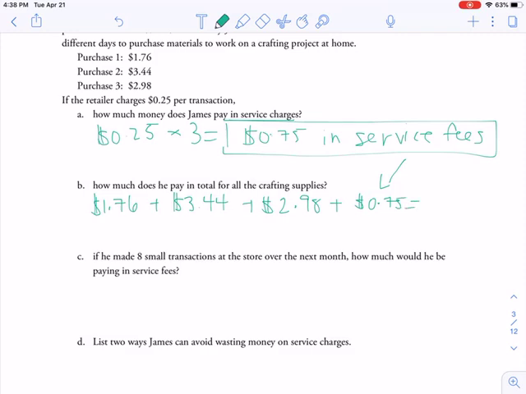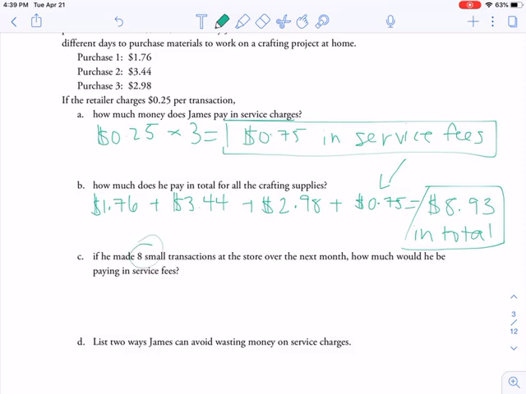Again, I'm just going to plug that into my calculator. So let's see what happens here. You might be ahead of me, but that's okay. 1.76, 3.44, 2.98. Okay, and that gives me a grand total of $8.93. So that's how much he's paying in total.